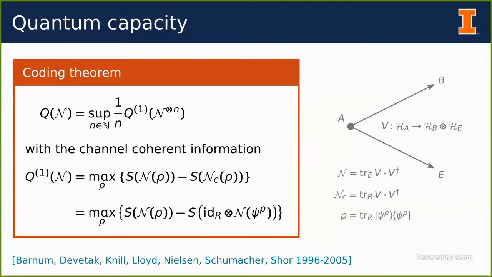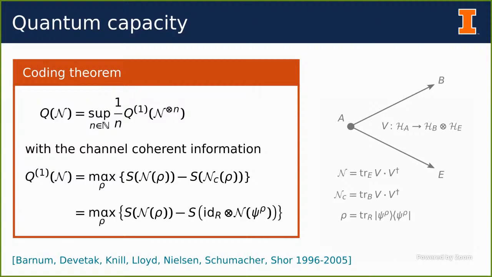You can also look at the so-called purified picture, where instead of sending information to Eve, you ask how much information is preserved when I send half of a state through the channel. So you have some entanglement with a reference system, the channel introduces some noise, then you ask how much entanglement is left, basically. I will come back to that picture next slide, because that is a useful way to think about this. Okay, so these two things are equivalent.